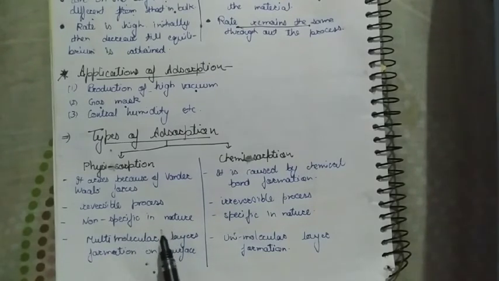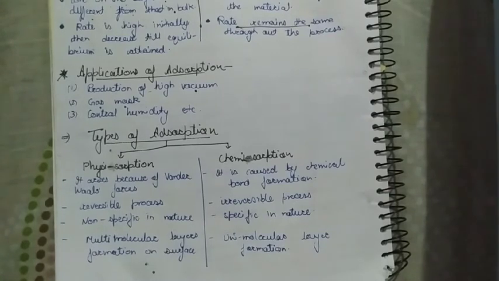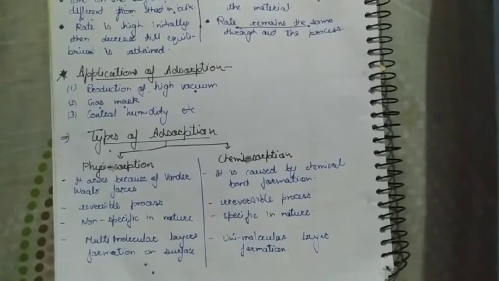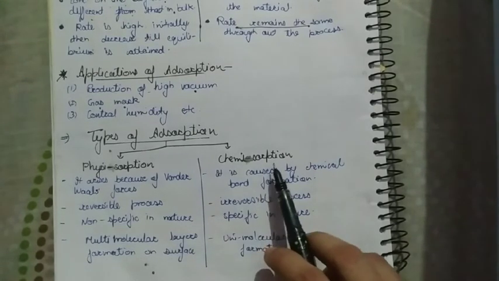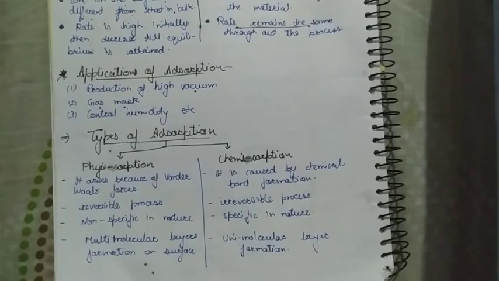Physisorption is non-specific in nature. Non-specific means that almost every surface adsorbs, the difference is the rate of adsorption. But in case of chemisorption, not every surface is capable of performing the process, so it is called specific in nature.